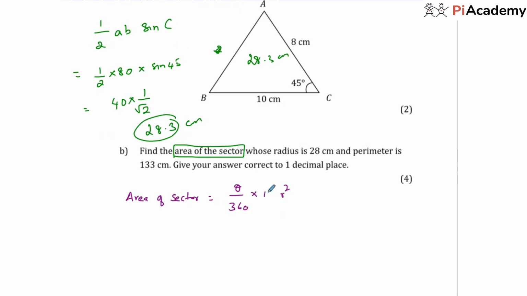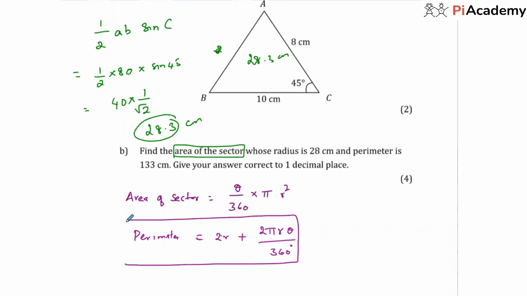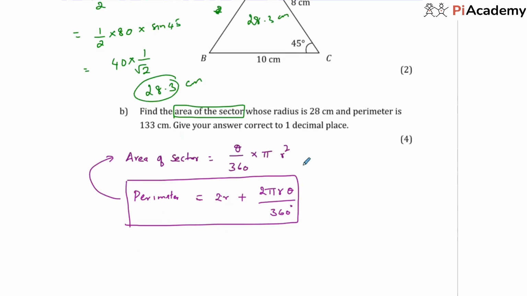For finding theta, you need to use the formula for perimeter. What is the formula for perimeter of a sector? Perimeter is 2r plus 2 pi r theta divided by 360. Now you should use this formula and find theta, and then substitute here to get the area of the sector. Can you all do that now? I want you to write these formulas down, the area of sector and the perimeter of sector formula.